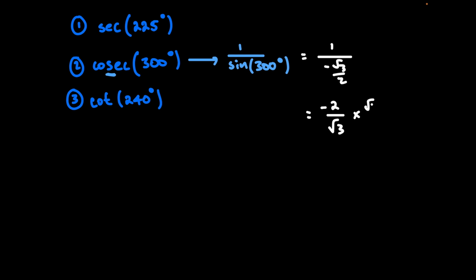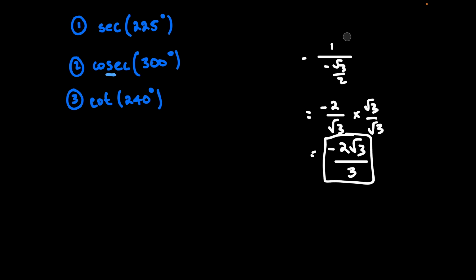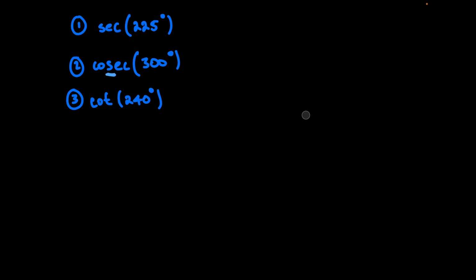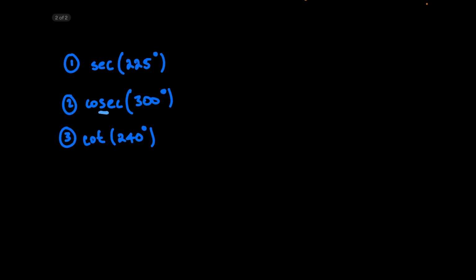And if we times both the top and the bottom by square root 3, just to make it rational, this is the same as minus 2 square root 3 all over 3. Okay, and that is your answer to question 2. Lucky last, we'll do cot. Okay, what is the value for cot in this case?